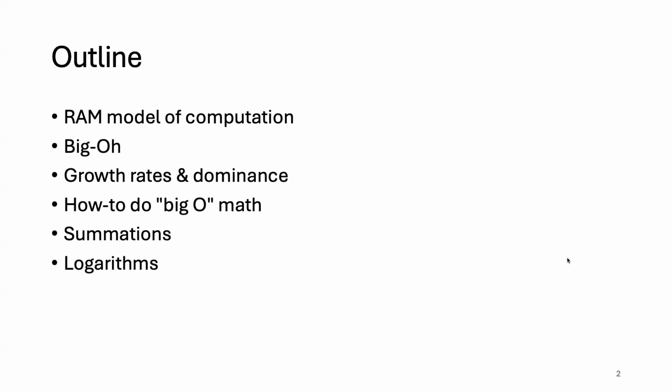Okay, so in terms of what we'll talk about, first we'll talk about the RAM model of computation. We'll talk about big O and also big theta and big omega, which you may not have heard about before. We'll talk about growth rates and dominance, kind of how to do this math. We'll see some examples. I have summations and logarithms in the outline. Each of those is one of the things that I've decided to kind of gloss over. I'll show you the notation so that you can be aware of it and kind of how it works, but we won't go into too much detail with that.